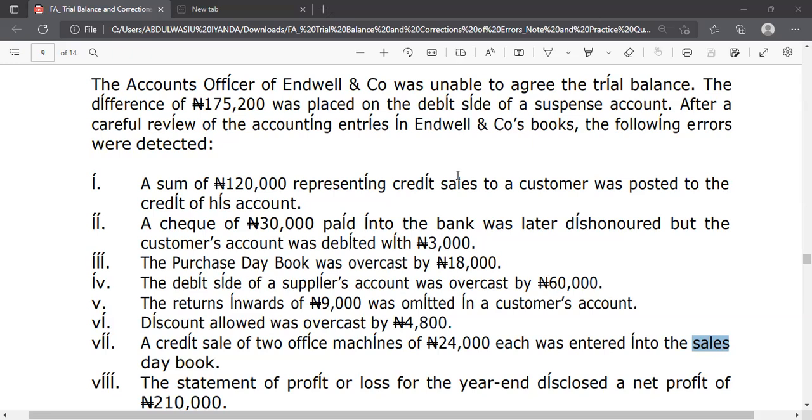If you remember, when we were talking about control accounts, we deal with two ledgers: the receivable ledger control account and the payable ledger control account. Once you have a receivable, it means there are some people owing you. You have performed a service or sold goods to them, but their payment has not yet been completed. That's why we have a receivable. If it is cash and carry, no receivable.